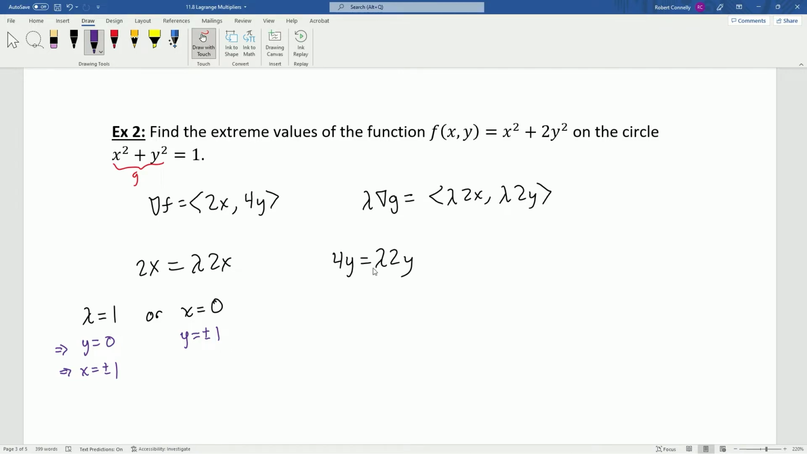Okay, so now let's consider this case, 4y equals lambda times 2y. So then you get the possibility that lambda is... not 0. Lambda is 2. Or y is 0.